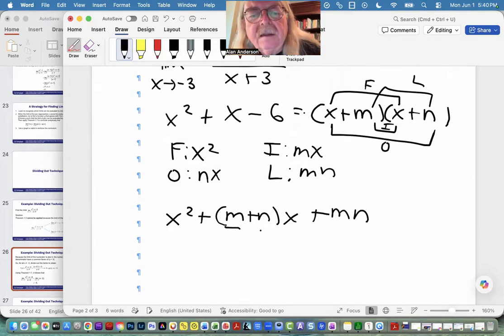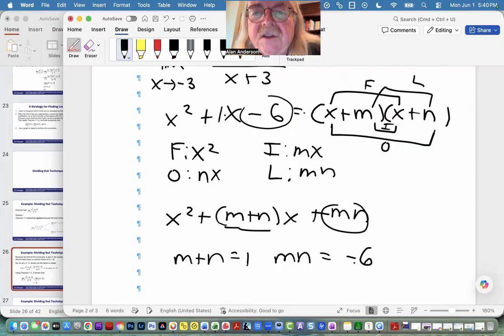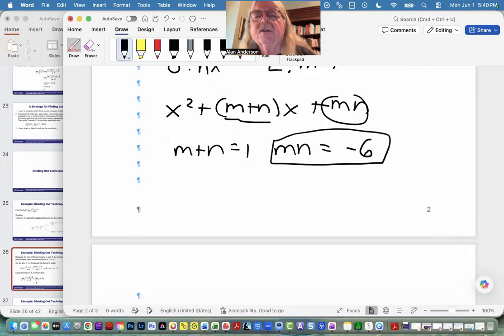Which means that this must equal 1. There's an implied 1 here. And this is equal to -6. So what we're essentially doing here is solving simultaneous equations. We need two terms whose product is -6 and whose sum is +1. So what we're going to do is try the different integers whose product is -6.